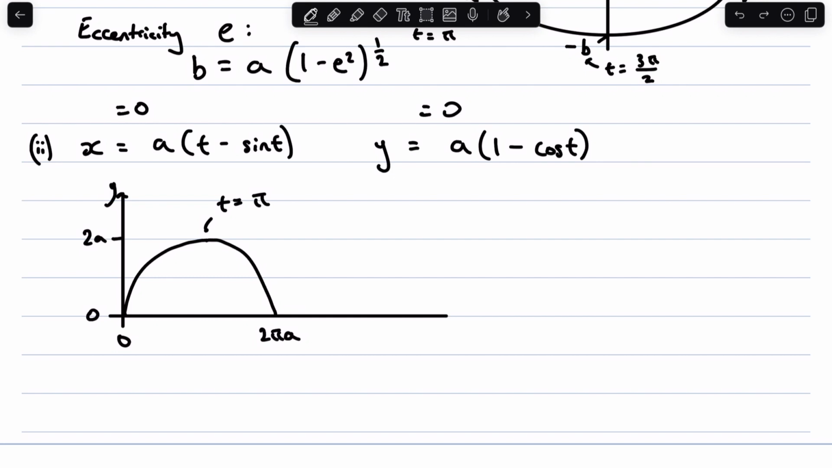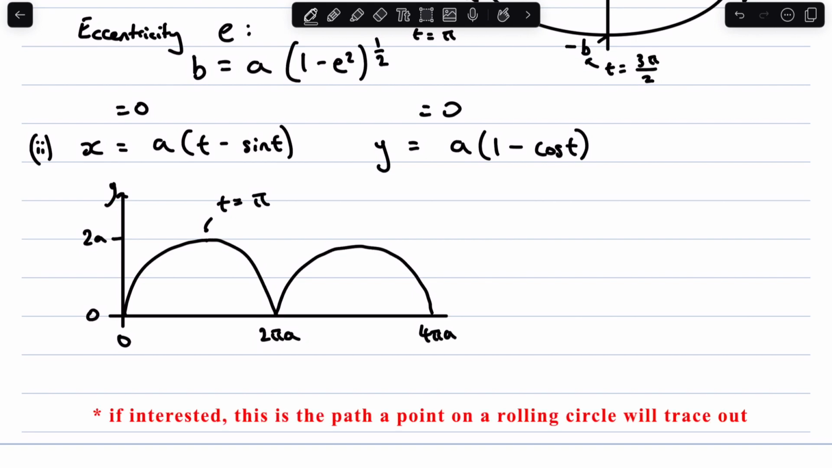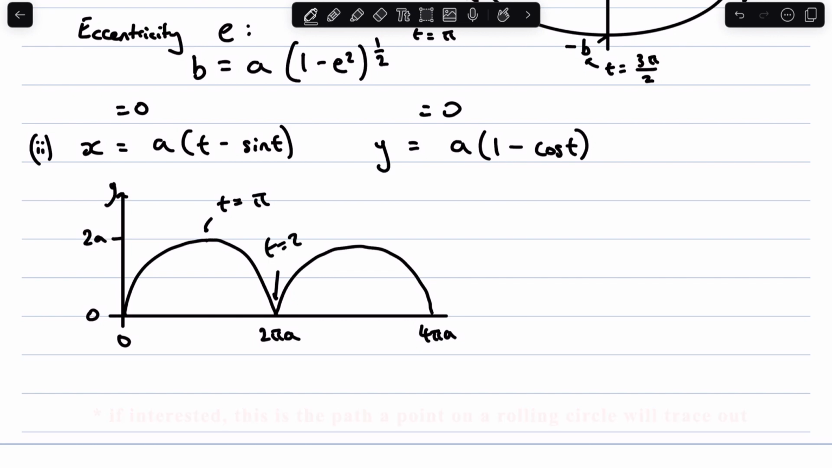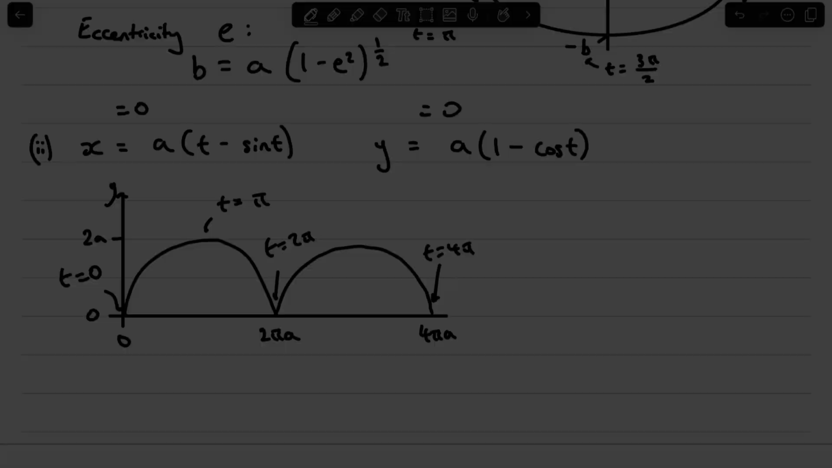So that's 2 pi a, and that's because t is 2 pi, and so this will just continue in this sort of fashion, and that will be 4 pi a, and you get the picture. And this is because here t is 2 pi, here is 4 pi, and it would also be the same in the minus 2 pi, minus 4 pi, etc. And obviously here as well is t equals 0.